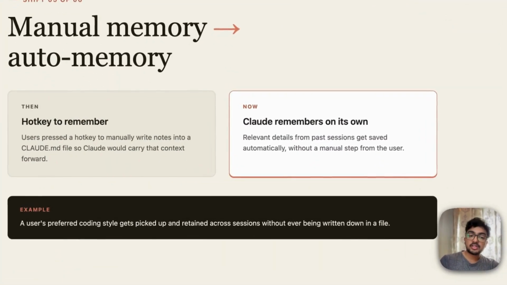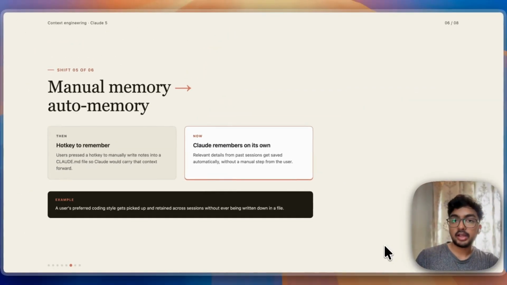A user's preferred coding style gets picked up and retained across sessions without ever being written down in a file, right? So instead of you manually writing about your coding style and everything, whenever you start coding or start doing a task, it will automatically recognize those things and write them down in your claude.md file. So that is kind of an auto memory system that's built in.